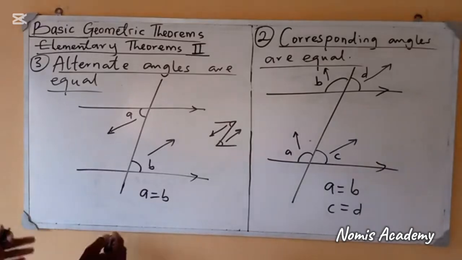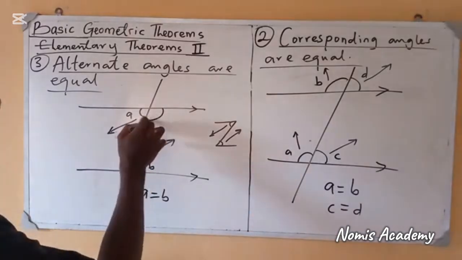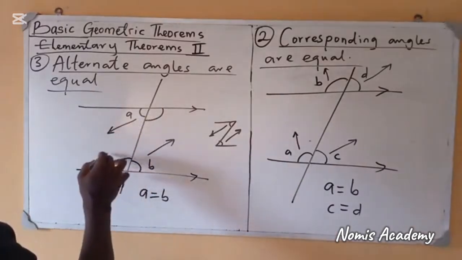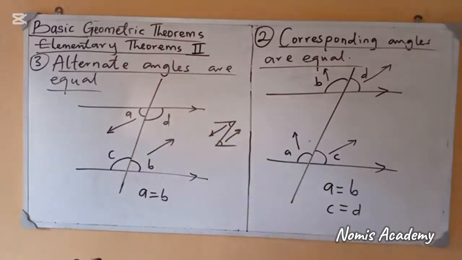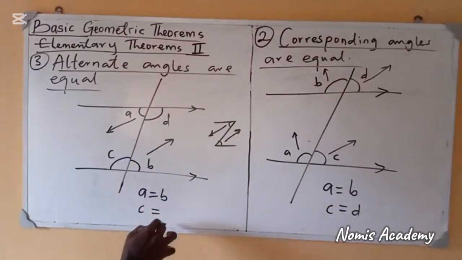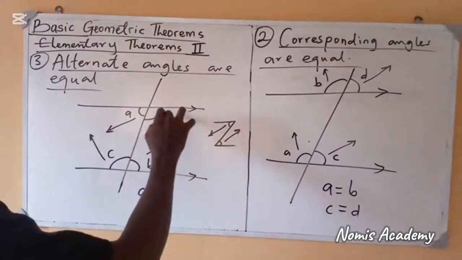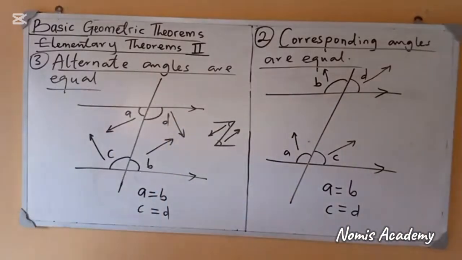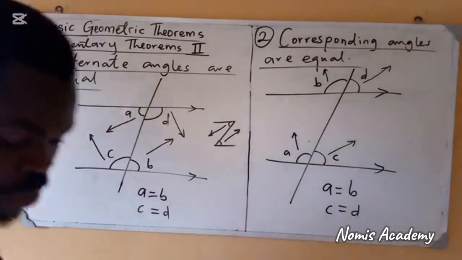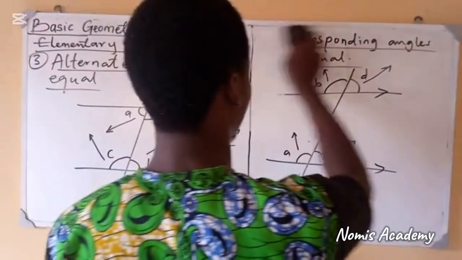We can also identify other alternate angles, this and this. Call here C, we call this D. So C is equal to D. See, the angle is facing this direction while this is facing this direction. So they are called alternate angles. Now let's pick a problem under that and solve.